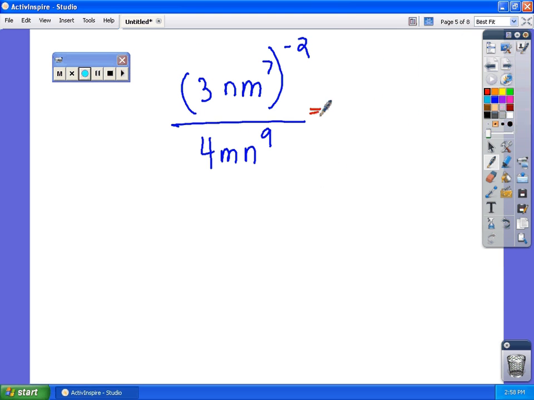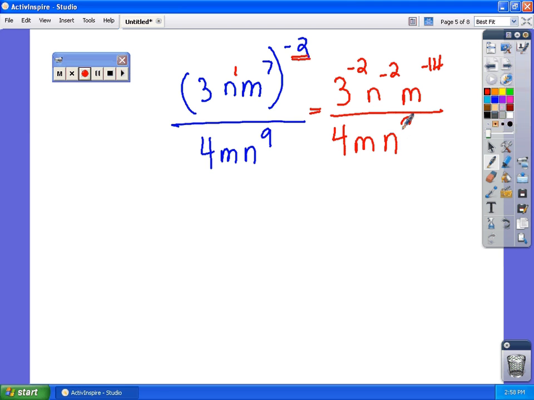This one, we first have to distribute the negative 2. So 3 to the negative second, n to the negative second, and m to the negative 14th. Remember, because you're multiplying a power to a power. And then I'm going to bring down my 4, my m, and my n to the 9th.